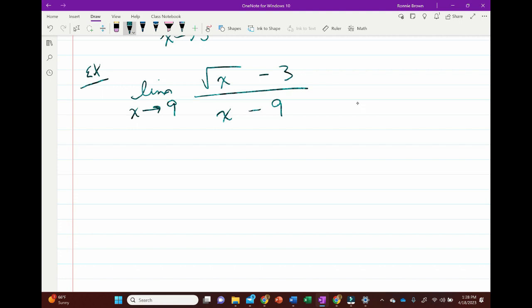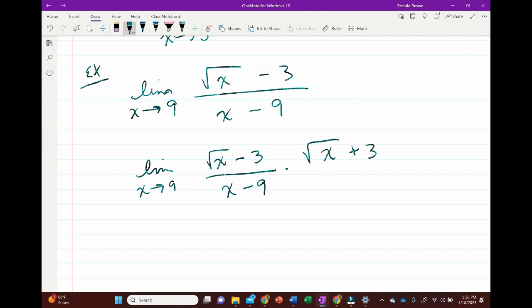So in looking at this, nothing really to factor here. So what we're going to do, first I'll write it over. The limit as x approaches 9, square root of x minus 3 over x minus 9. What we'll do is multiply the top and the bottom by the conjugate of the square root of x minus 3. So the conjugate of the square root of x minus 3 is the square root of x plus 3. So we'll multiply the top and the bottom, the numerator and denominator, by the square root of x plus 3.